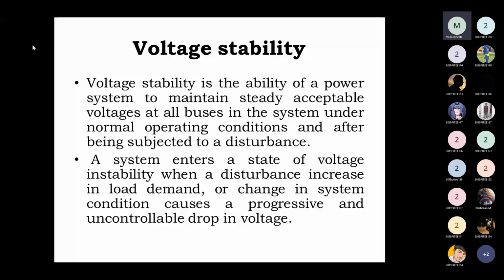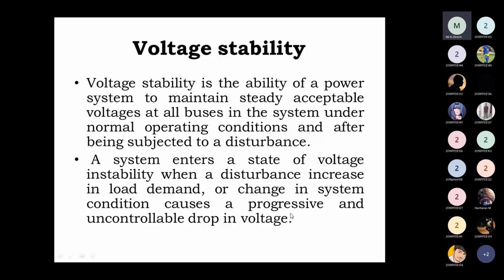Next one is voltage stability. It is the ability of the power system to maintain steady acceptable voltages at all buses of the system under normal operating conditions and after being subjected to a disturbance. So we have to consider our normal condition as well as when we incur the disturbance also. The disturbances may arise due to increased load demand. So the supply is less, the load is higher, which means you may get the disturbance. So an uncontrollable drop in voltages happens.